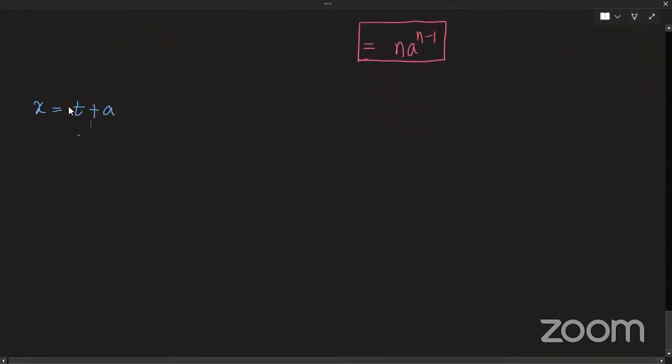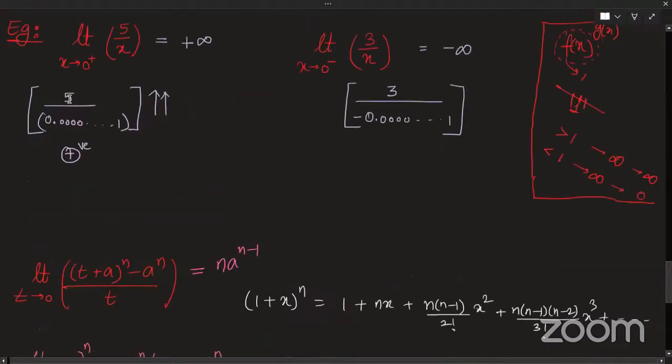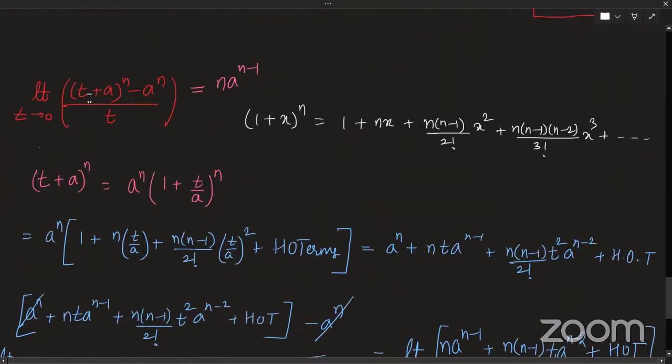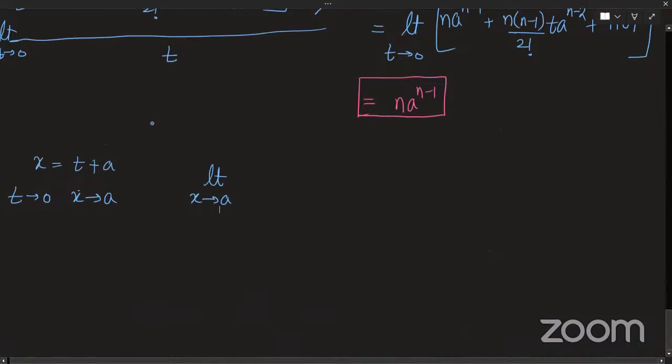Take x, a variable that is t plus a. So if your t is tending to 0, where is your x tending to? A. Correct. So this limit can be written as limit x tends to a. Now instead of t plus a, you will need to write x.